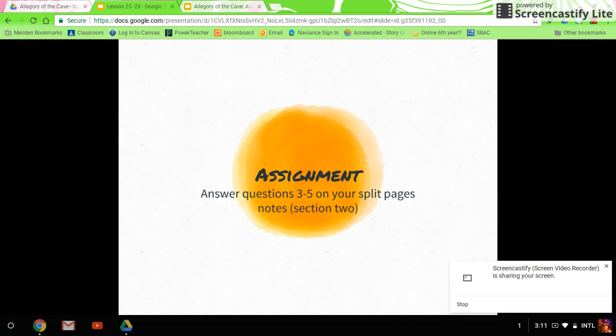Question 4, how does the light affect the man when he first leaves the cave and why? And number 5, what does the man see and understand as his eyes adjust? Consider what the man understands about the world both outside and inside of the cave. Please stop this video now to answer questions 3 through 5.